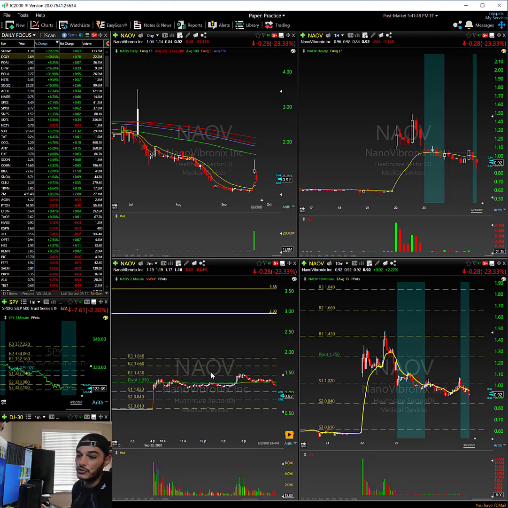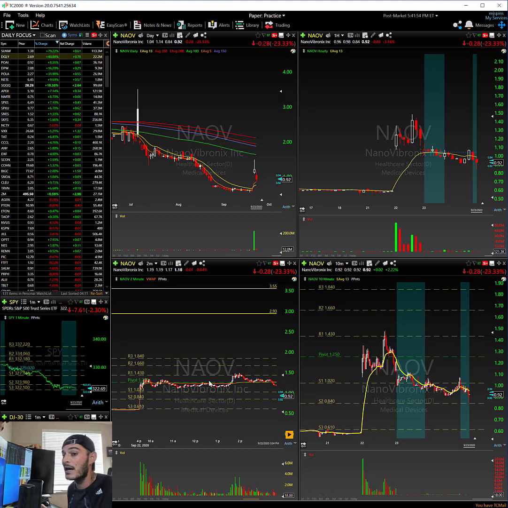I want to define the share structure. On NAOV, the float was around 5 million shares, and I want to gauge whether or not the stock is easy to borrow, hard to borrow, or readily available to short. This is going to help me gauge: is there a finite supply of shorts or not? If there's an infinite supply of shorts, to me, that's a red flag. Why? Because these algos, their job is to trap shorts.